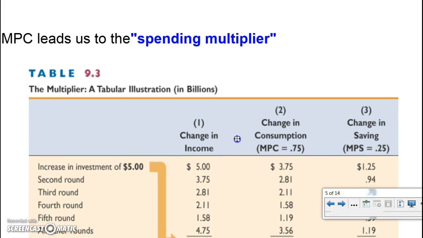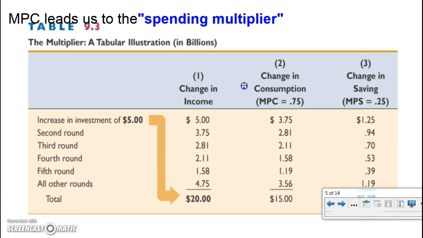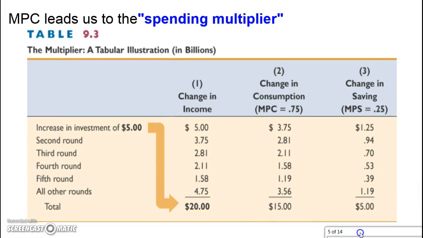The MPC helps us calculate something called the spending multiplier. I'm going to move this information up a little bit. The spending multiplier is used to predict what would happen if there was an increase in autonomous spending. In other words, somebody from somewhere injects money into an economy. What's going to be the overall change in GDP? So imagine a closed private economy with a particular GDP, and all of a sudden somebody comes from wherever, from a different country or from outer space, and they just spend $5 in that economy. So that $5 right away becomes income to someone.